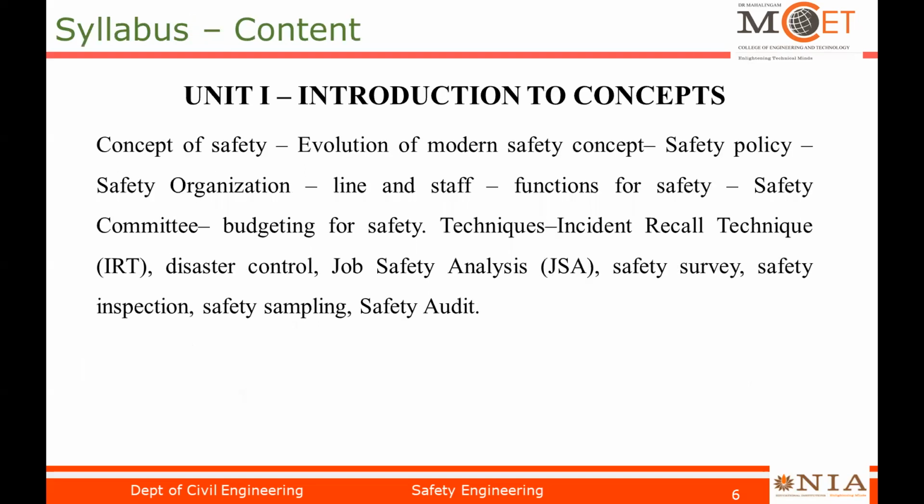Next is about the syllabus content of the course, Safety Engineering. So the first unit is about the introduction to the concepts, that is safety concepts. So first, in this unit, we will go through some of the topics such as concept of safety, then evolution of the modern safety concept, safety policy and safety organization, line and staff, functions for safety, safety committee, budgeting for safety, then techniques, incident recall techniques, then disaster control, job safety analysis, safety survey, safety inspection, safety sampling, and the safety audit. So first unit is mainly of the safety concepts.